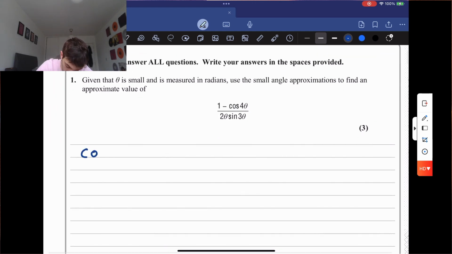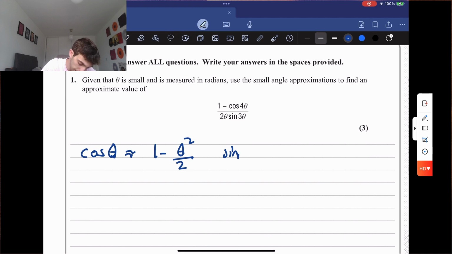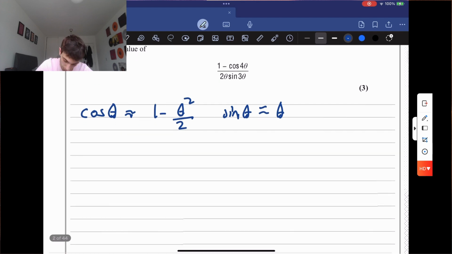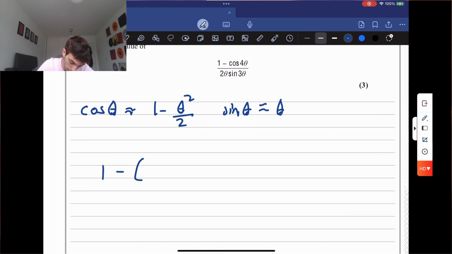So we have to use our small angle approximations. We know that cos theta is approximately 1 minus theta squared over 2, and that sine theta is approximately theta. So all we have to do is plug these in to the given equation. We have 1 minus cos 4 theta, so instead of theta, we have 4 theta. So it's going to be 1 minus (1 minus (4 theta) squared over 2).